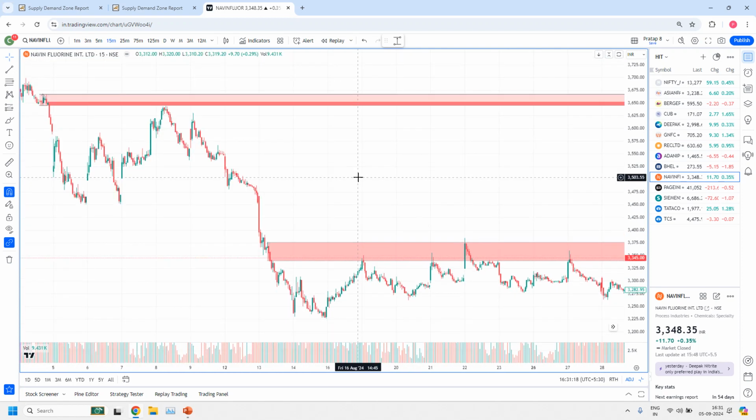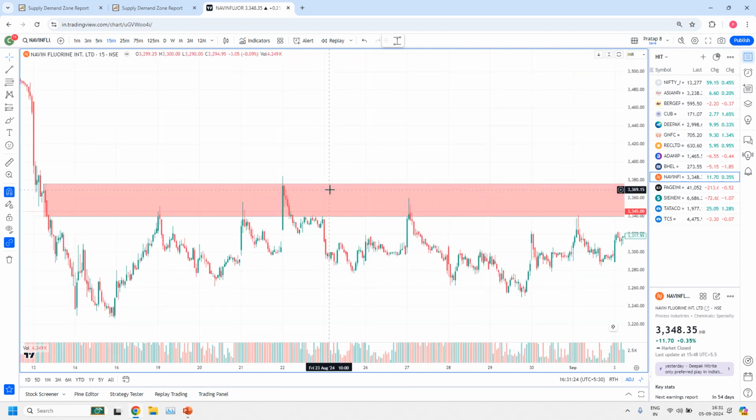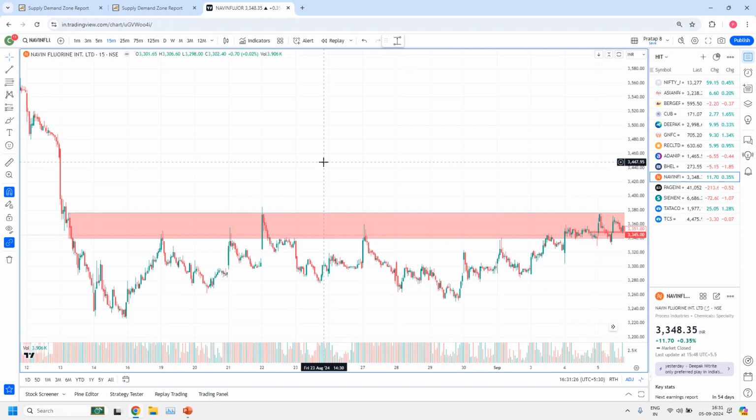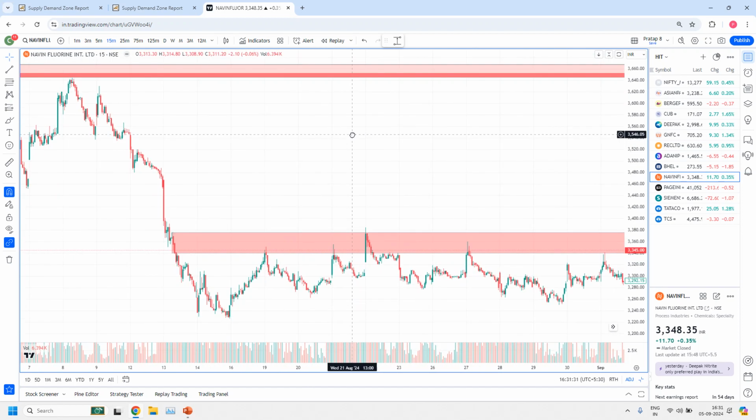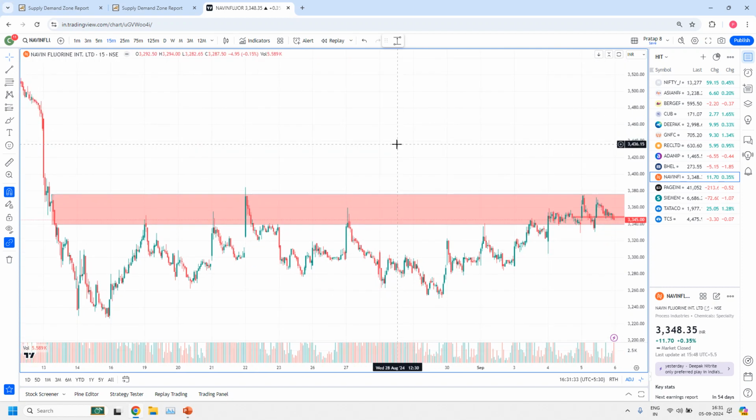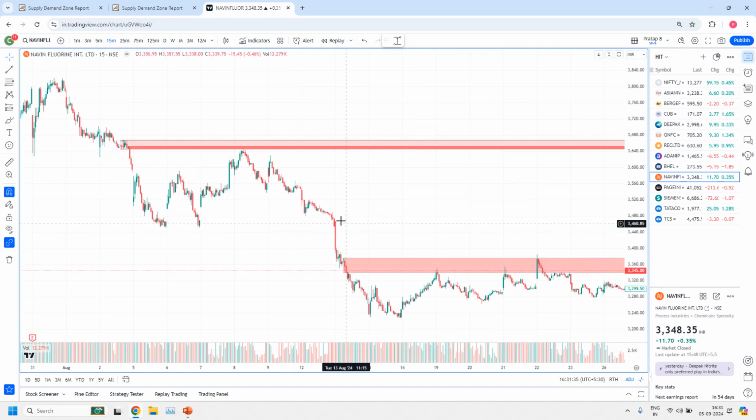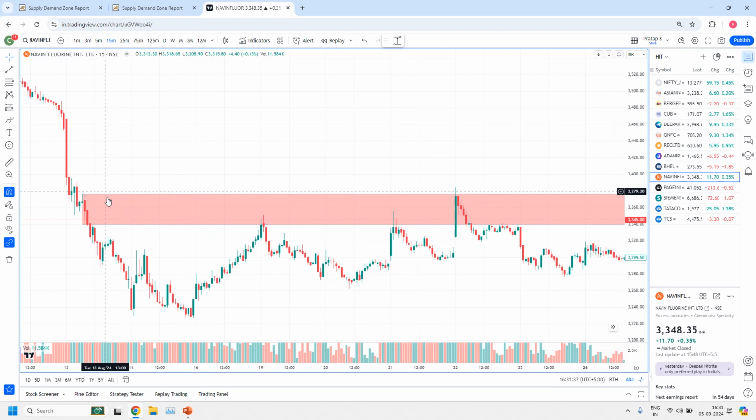Sorry, Navin Fluorine I am not going to explain. The reason is, sorry for my mistake, not Navin Fluorine. There is another example. Navin Fluorine is an invalid trade. This is another important point I want to teach you. The reason why it is an invalid trade: this is the 15-minute zone that our software has suggested.